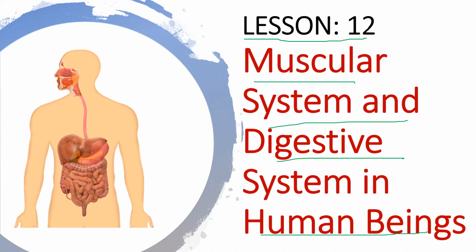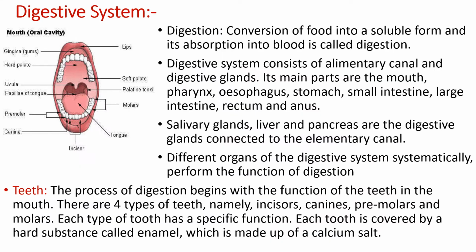In the first part we have learned what a muscular system is and its related details. Now we are going to learn about the digestive system and its related details. So let us start with the digestive system.